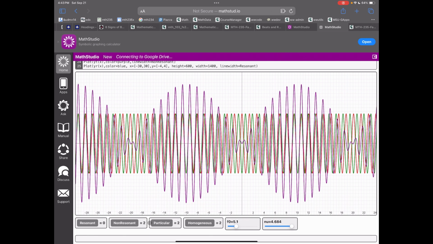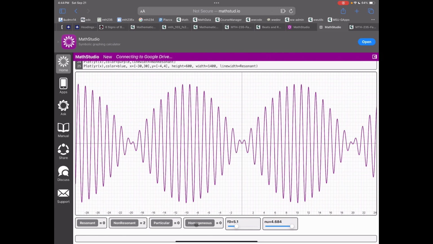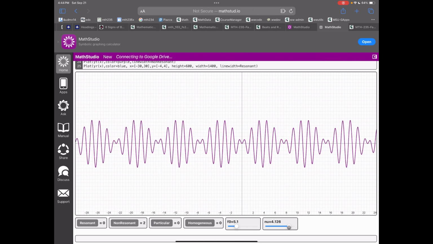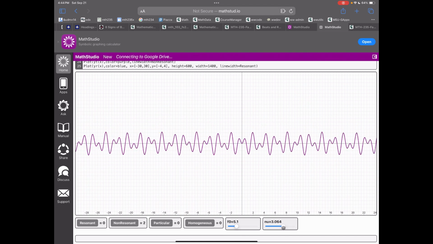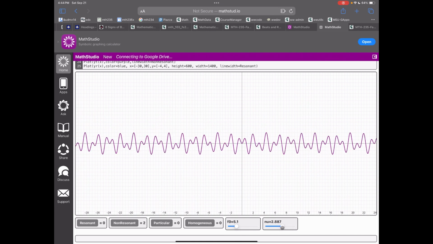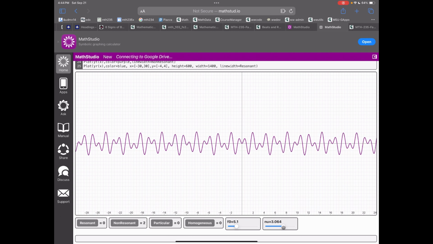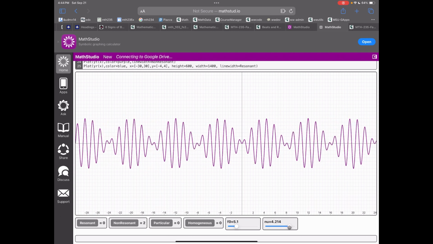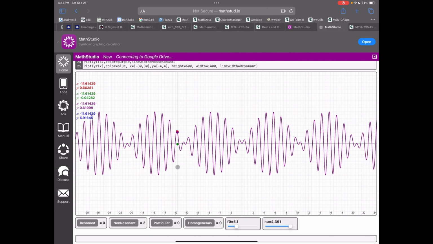So now we can take out the other two solutions, each term, and we get only the beats. At the beginning it's kind of nonsense, because the frequencies are too far apart, but when the frequencies start to get closer, you get this modulation in the amplitude of the high frequency solution. That is what is called beats.